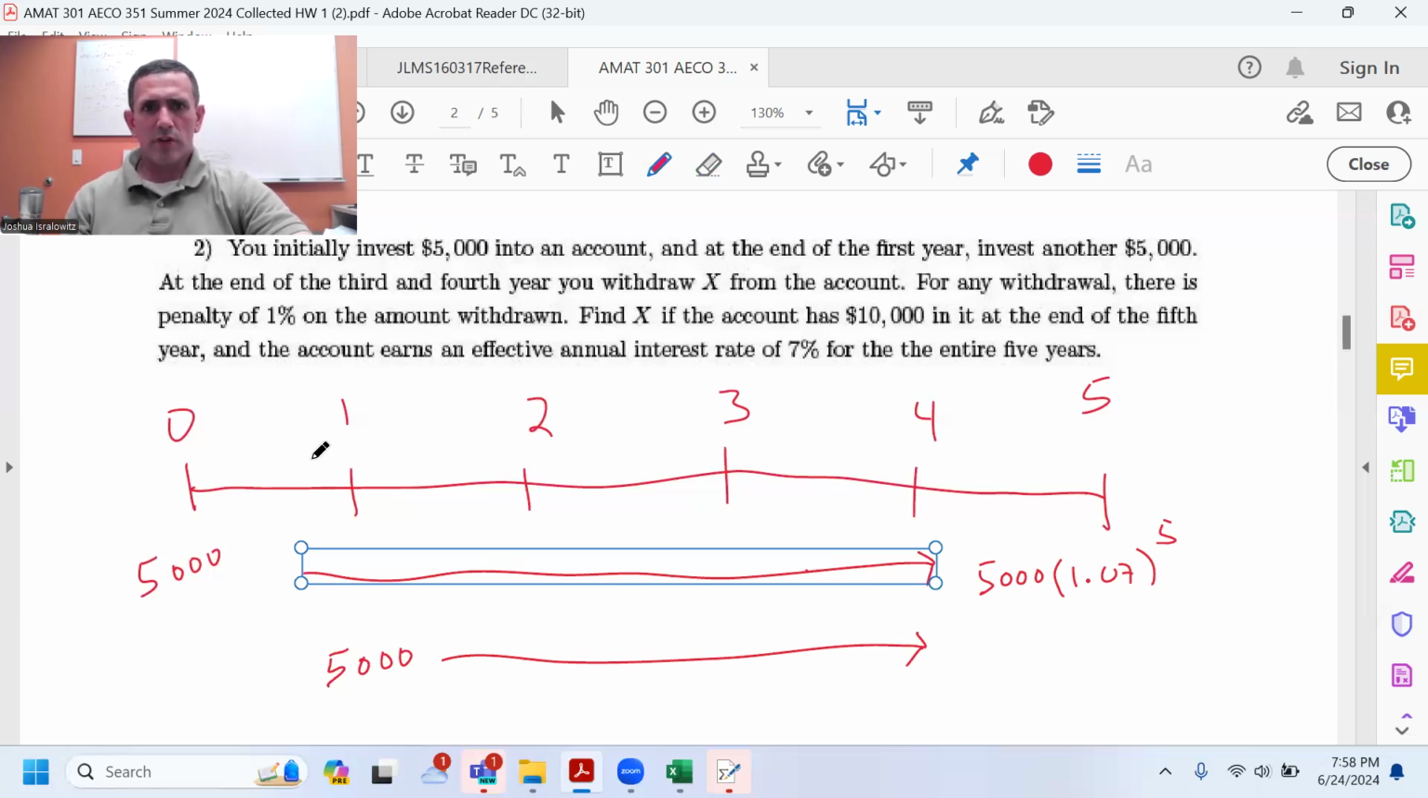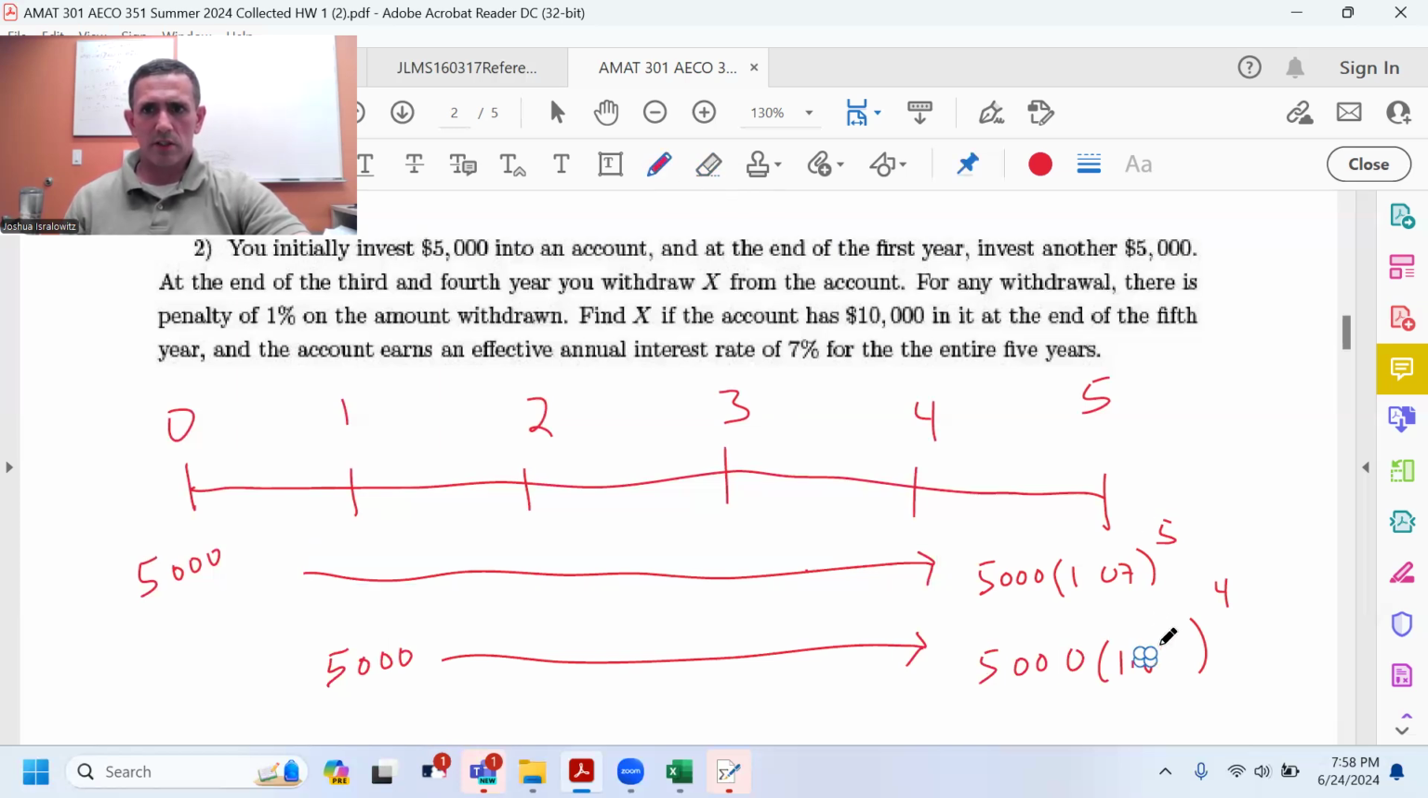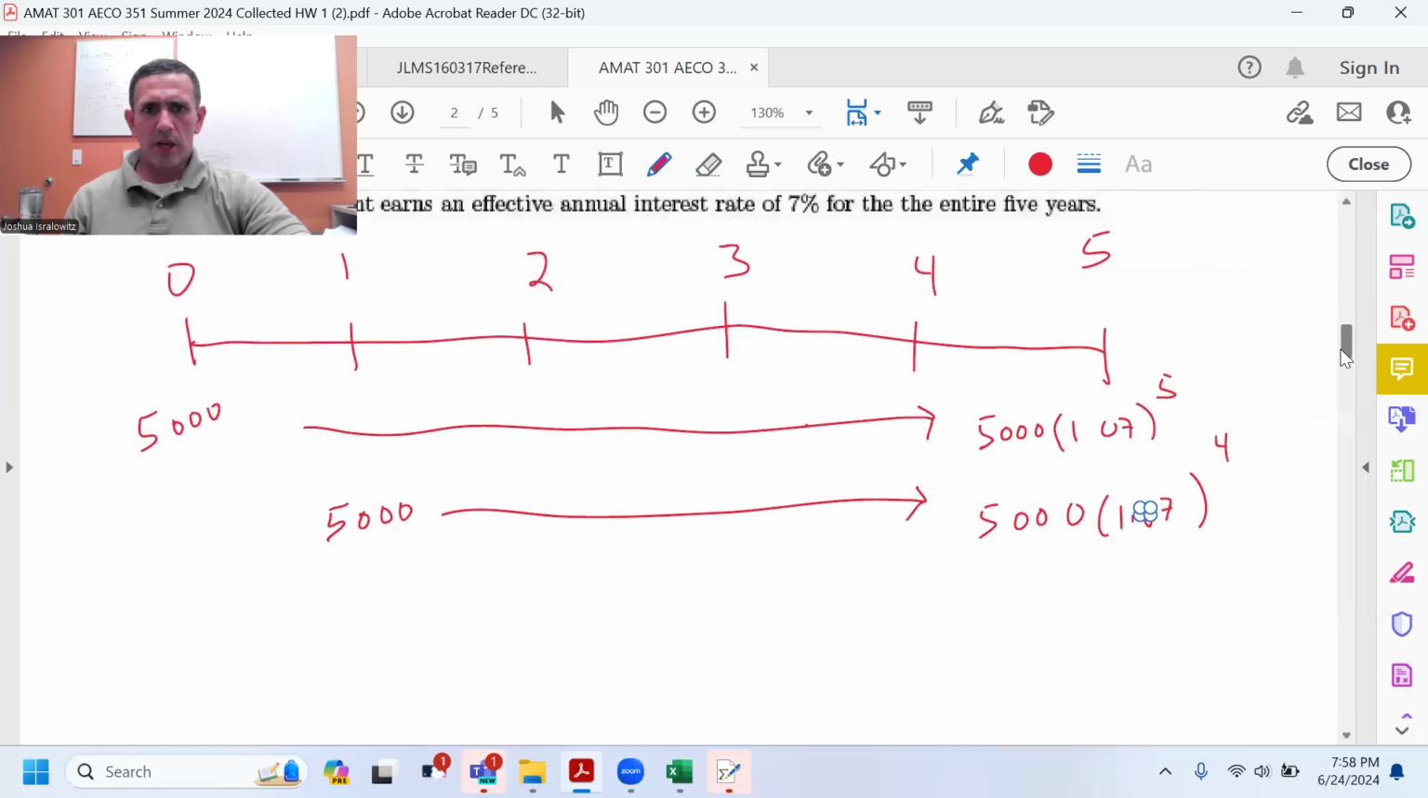All right, so this 5,000 accrues 1, 2, 3, 4 years of interest. 1.07, it's a little late here, so I make silly mistakes. All right, and we have at the end of the third year, well, it's minus X, minus 0.01x, and that's just going to be minus 1.01x. So just so that this doesn't get too crowded, I'm just going to write minus 1.01x.